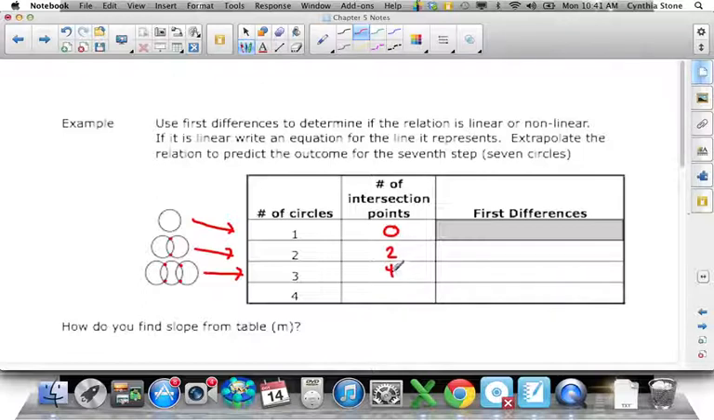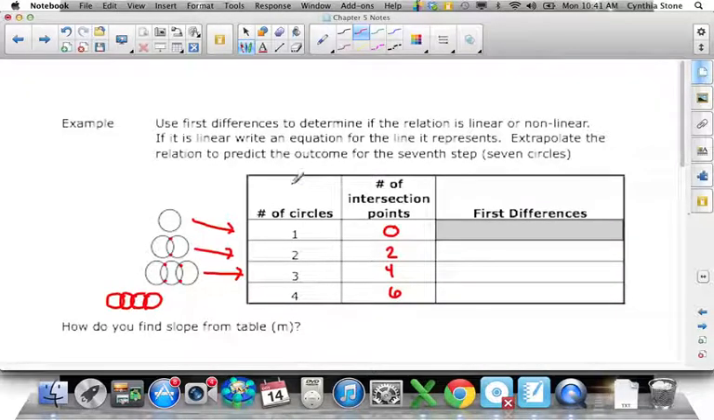Now you could probably guess if you wanted to follow the pattern 0, 2, 4, 6, but let's just verify that. So if we drew all our circles, let me exaggerate it a bit so you can see. I didn't draw very good circles, but hopefully you can see 1, 2, 3, 4, 5, 6 intersection points.